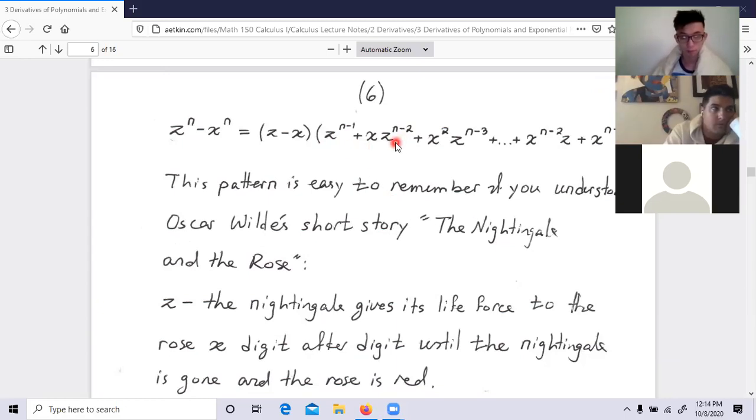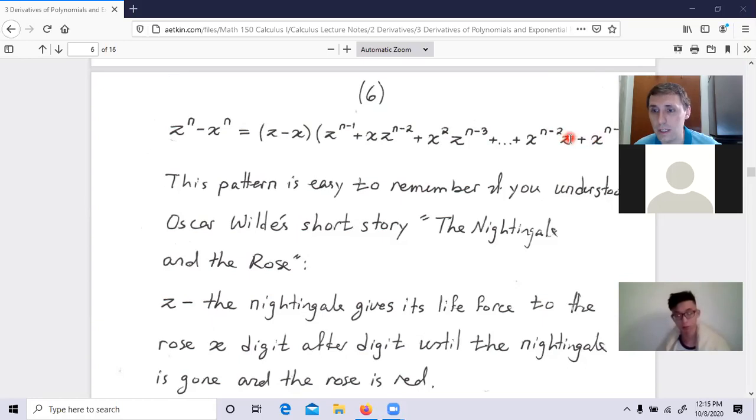And when I look at it, I right away see Oscar Wilde's short story, The Rose and the Nightingale, if you watched it. Z is the nightingale and x is the rose. And this nightingale is singing and bleeding to make this rose blossom and become red. So here is the power of the nightingale. It gives its power 1 by 1, one integer at a time, until it is entirely gone, until there is no z, until the nightingale is dead.